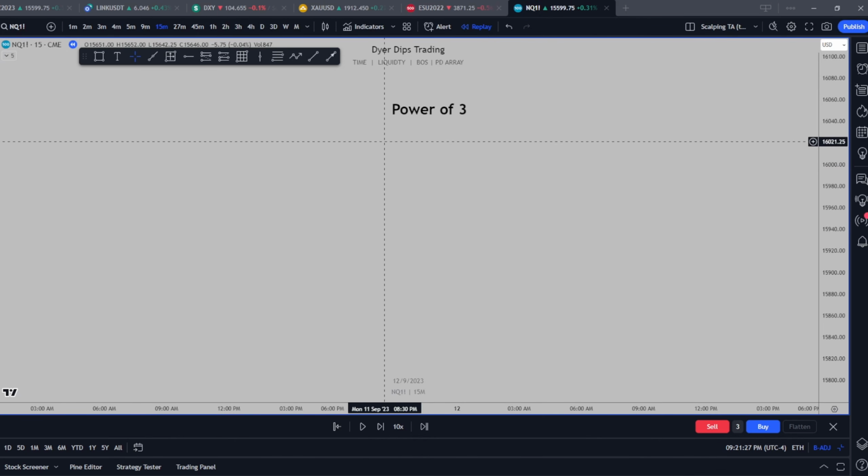Today we are covering ICT's concept of power of three. Today we're going to go over what the power of three is, how to spot the power of three, and how to utilize the power of three in a slightly different way than I think most people are doing.